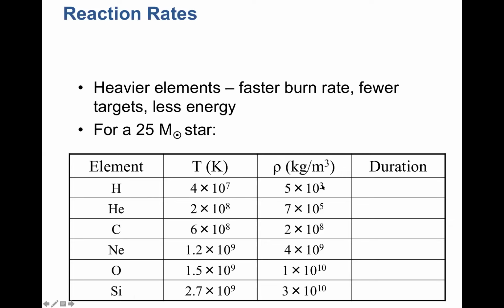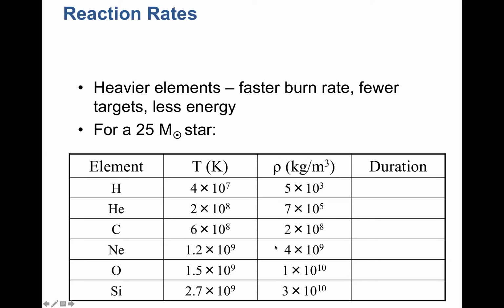And the densities get extraordinary. The density is relatively low at 5,000 kilograms per cubic meter, still way denser than we'd have around here. But it goes way up from there, right? Helium burning goes up by more than a factor of 100 in the density in the center of that star. It goes up by a factor of more than 100 again when you burn carbon.